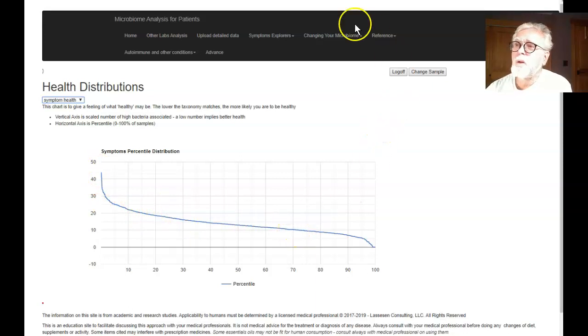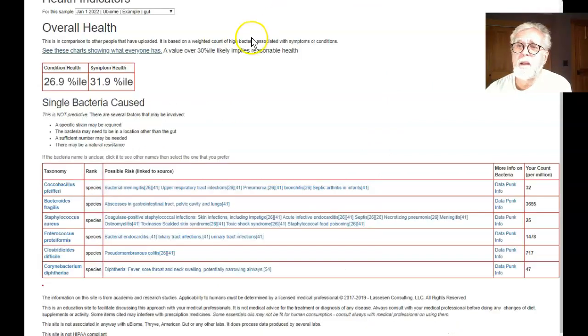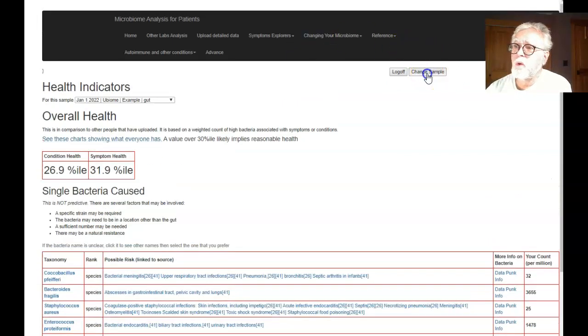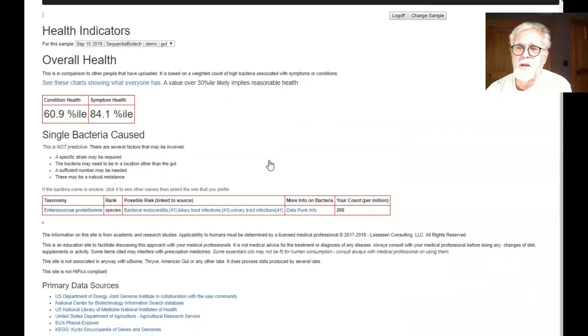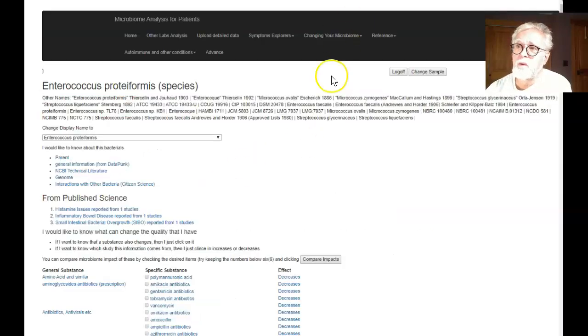Okay, so let's go back and what we're going to do is change to a different sample and just see what else happens. We do health analysis here, and here's another sample, symptom health 84th percentile, condition health. Hey, this person would appear not to have any significant health issues. We have one particular thing, urinary tract infections. The value is 206. And let's do the same thing which we did before. Go over and take a look at what the numbers are.